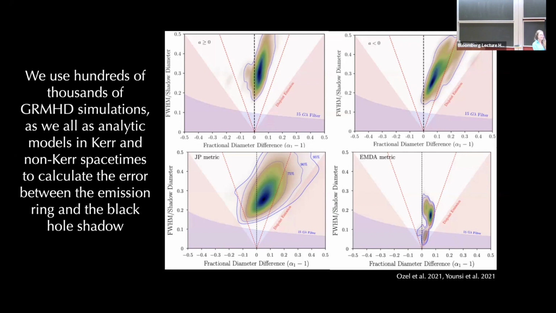Sure, okay. For what it's worth, JP is the metric that has the least pathologies, but most of these you will end up running into pathologies. And once you have a closed time-like loop in a GRMHD simulation, you have a problem.